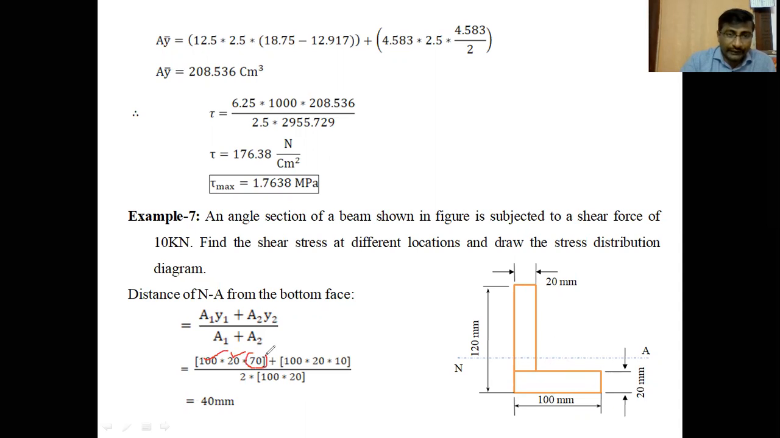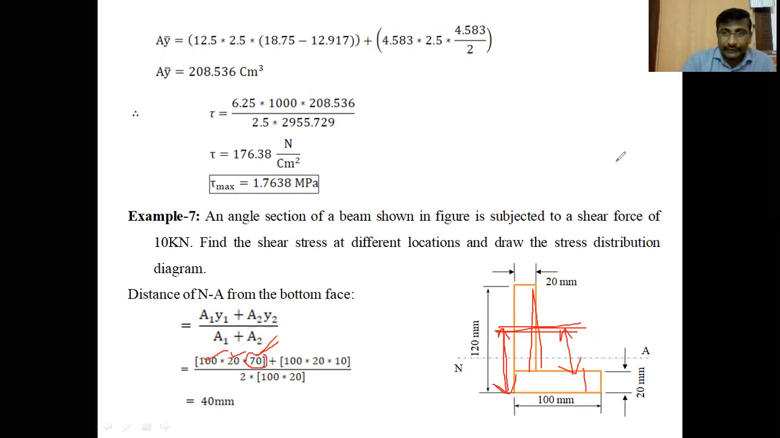What is Y1? Y1 is the center of gravity of this vertical member from the bottom, the distance of the center of gravity of the vertical member from the bottom face. Where is the center of gravity located? The total height is 100, so from this place it is 50. 50 plus 20, the thickness of the horizontal member, so a total of 70 mm distance from the bottom face. The center of gravity of the vertical member from the bottom face is at a distance of 70 mm. That's why I have written here Y1 is 70.